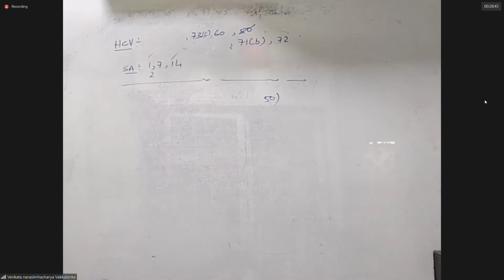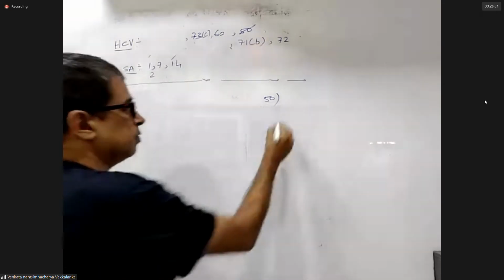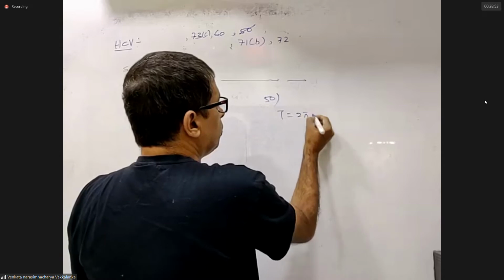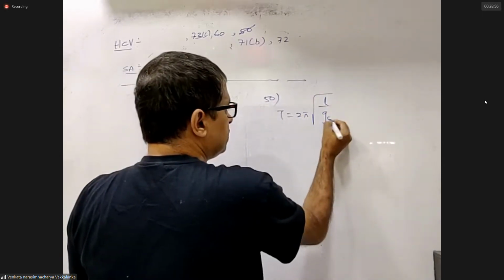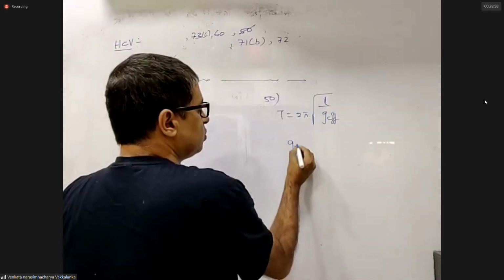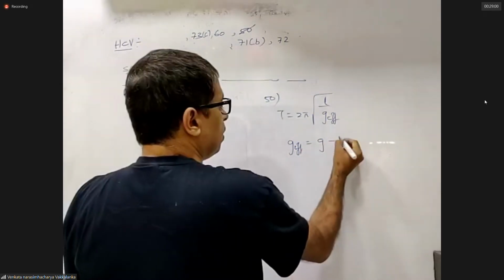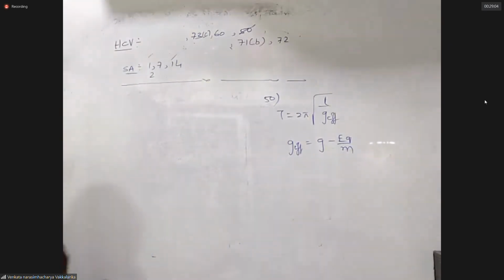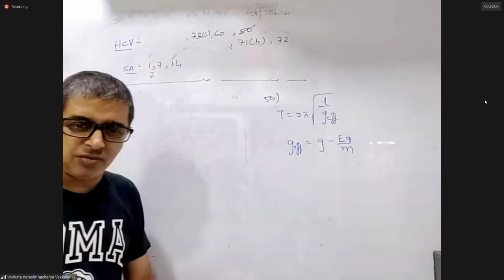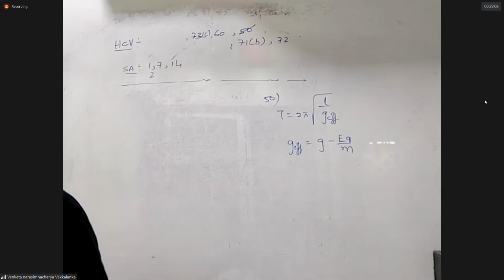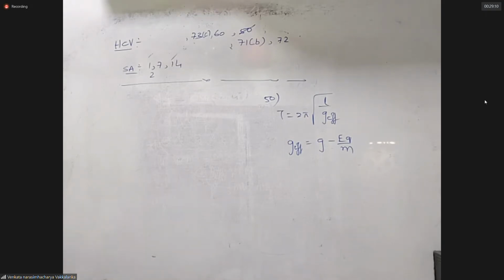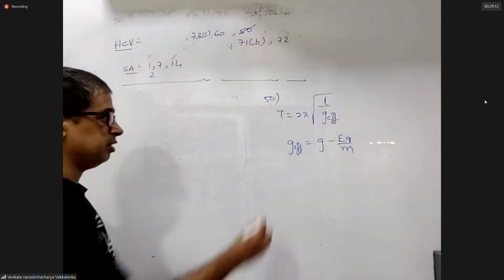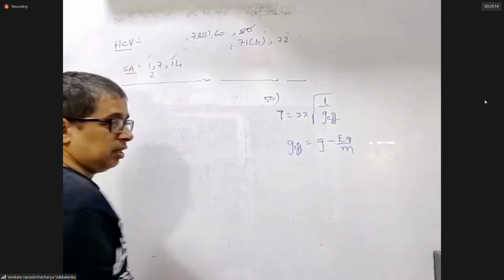Simple pendulum, bob, 20 oscillations, electric field put upwards. The time period T is 2 pi under root L by g effective. How much is g effective? g minus EQ by m. Once I know the time period, 20 oscillations, 30 oscillations, 40 oscillations, whatever you like, solve. How much time does it now take to complete 20 oscillations? Find the new time period, the rest will follow.